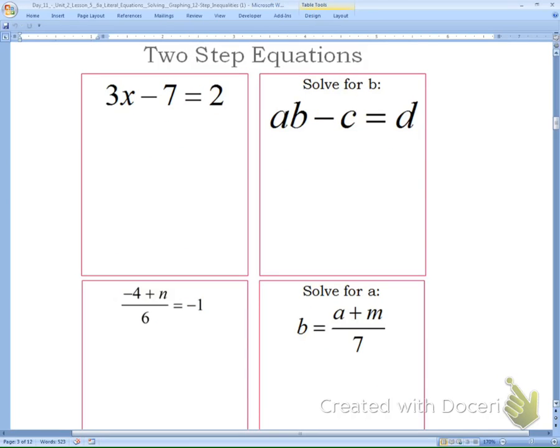Let's try this with some two-step equations now. So on my left, I have a two-step equation that you should be familiar with.